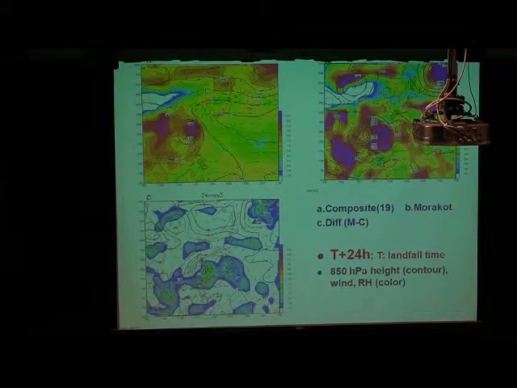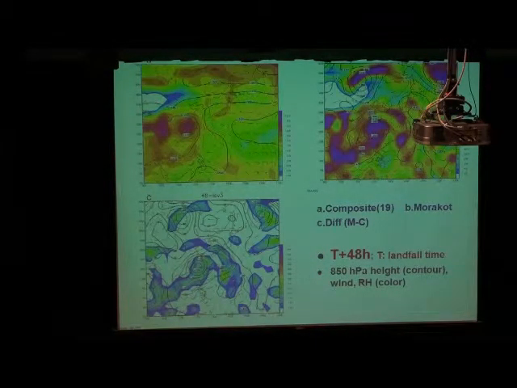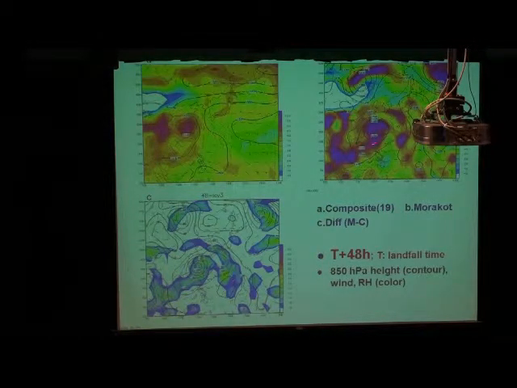And 24 hours after landfall, you can see most typhoons have moved over land over the southeast of China. However, Morakot is still hanging around here. 48 hours after landfall, there was a trough moving to the northeast of China, and another trough located in the east of Japan, and the Pacific High is in between. And there was a strong southwesterly flow associated with a moisture conveyor belt that extends from the Bay of Bengal to the Taiwan area.